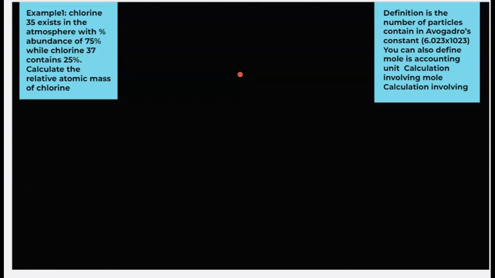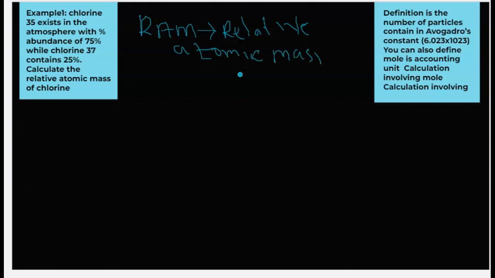Let us now see calculation about mole. Especially we are going to see how to calculate relative atomic mass, RAM. This relative atomic mass is not the one for the computer, which is random access memory, not that one. This one is shortened from relative atomic mass, and this one you have learned in Form 2.